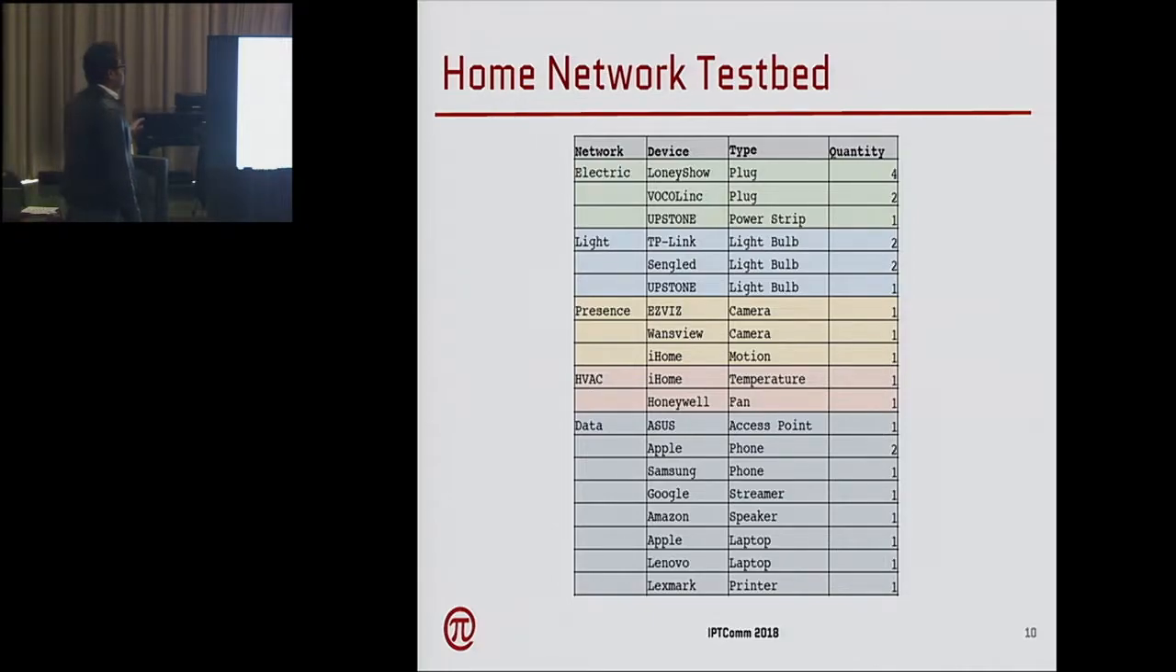So we took this concept, and this was our home testbed, essentially a classic smart home which we have. We have the electric devices which control the electric network. We have the light network, which has a couple of smart bulbs. Then we have the presence network, which is smart cameras and your motion sensors. Then you have your temperature sensors, and the classic data network as well, wherein you have a mix of IoT devices and general purpose devices.